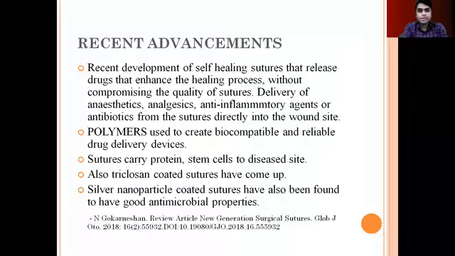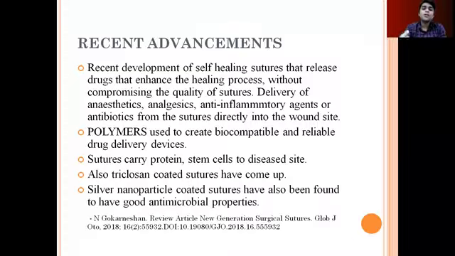Recent advancements: recent development of self-healing sutures that release drugs that enhance the healing process without interfering with the properties of suture like the tensile strength have come up. Delivery of anesthetics, analgesics, anti-inflammatory agents, or antibiotics from the sutures directly into the wound site has been seen. Polymers used to create biocompatible and reliable drug delivery devices have also come up. Sutures may also carry protein and stem cells to the disease site.